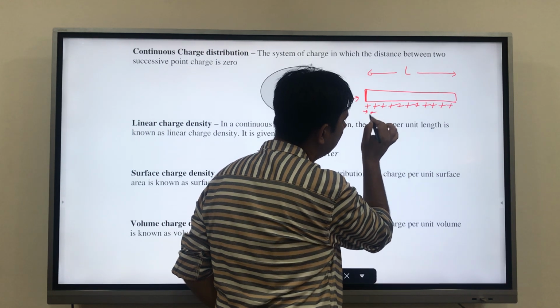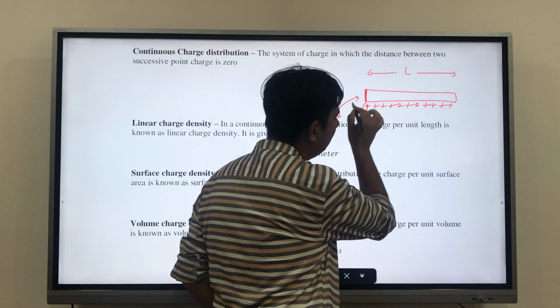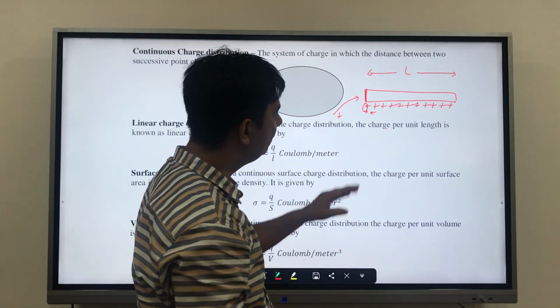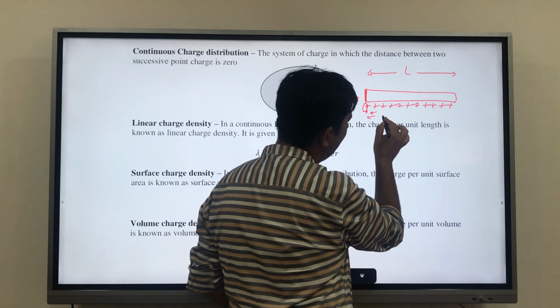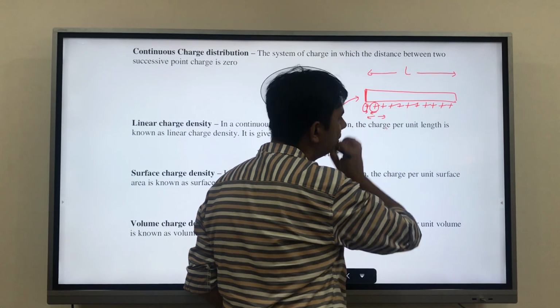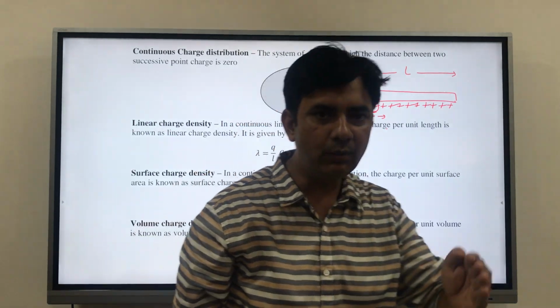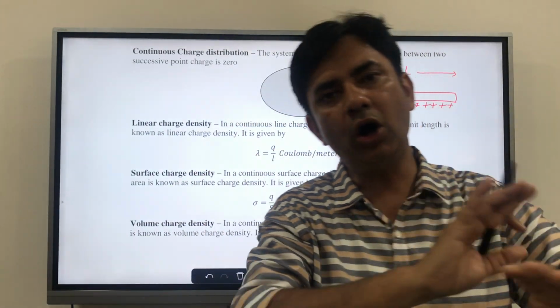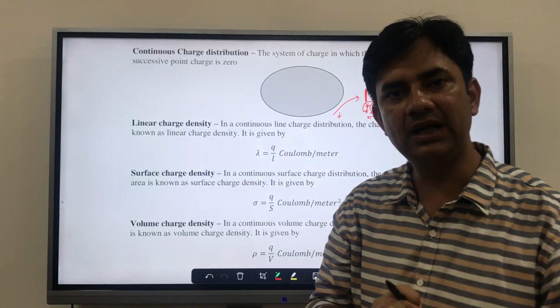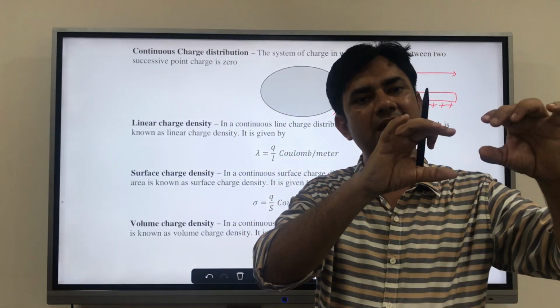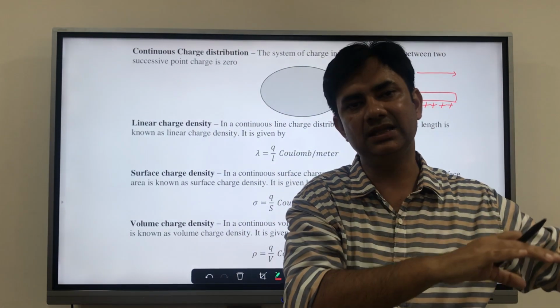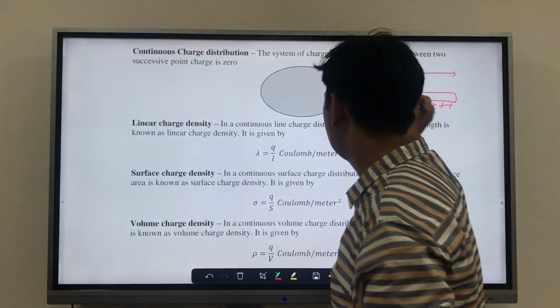The big question why is answered like this: this charge repels this one, and it will attain a position, and likewise this charge is repelled by this and repelled by this, so it will also get its position. One by one, all the charges will get a certain distance, and they will be placed at equal distance in a rod.